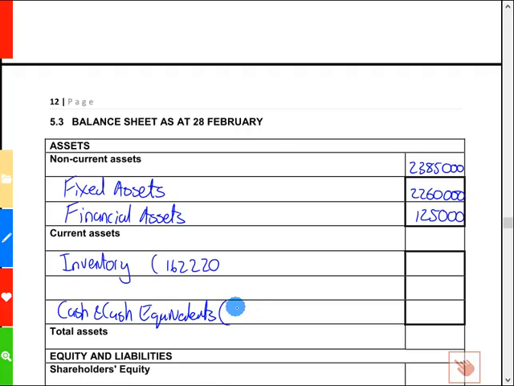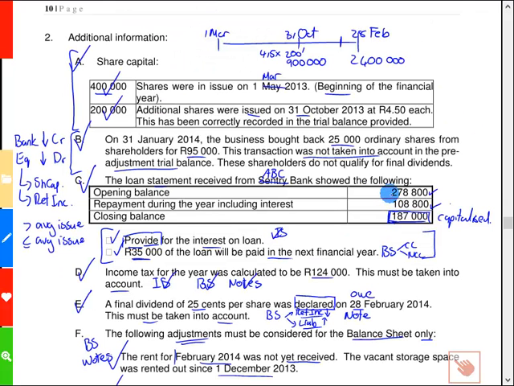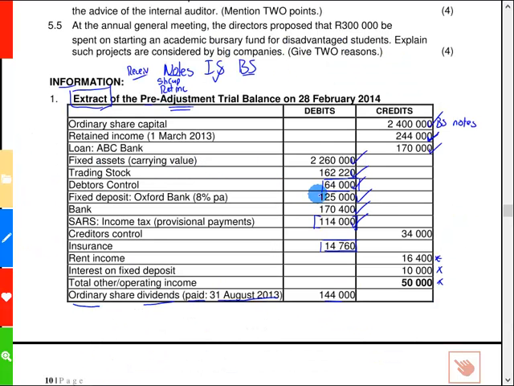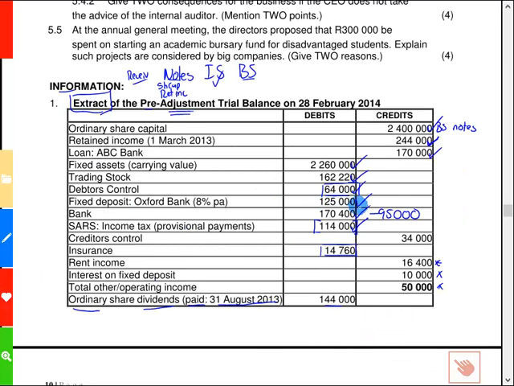And we've got here 170,400. Right, there's one piece of information that we did forget to deal with, and that was this point number B, the share buyback. They said this transaction was not taken into account in the pre-adjustment trial balance. That means we bought back the shares for 95,000 rand, but we never accounted for that. So this amount should actually be 95,000 rand less. So we're going to show that also in our calculation here. Minus 95,000 rand. Right. Now we can tick it off.